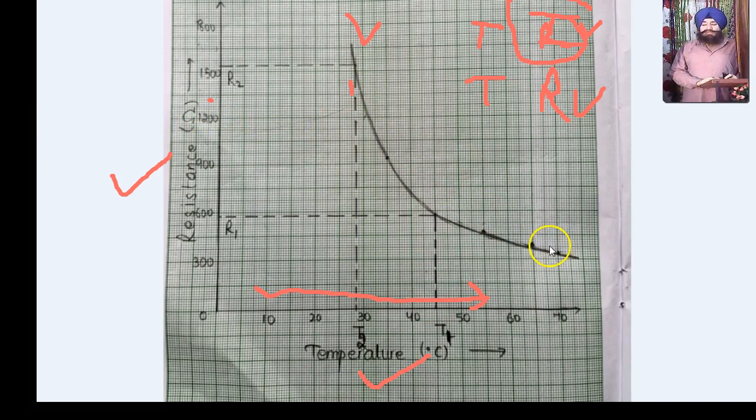Now this is important here. You choose any 2 points, and actually the points should be close, but I am taking a gap. Ideally the points should be very close. Now I call this temperature T1 and this resistance R1. Now I call this temperature T2 and here the resistance is R2. Now I will find alpha, the temperature coefficient.